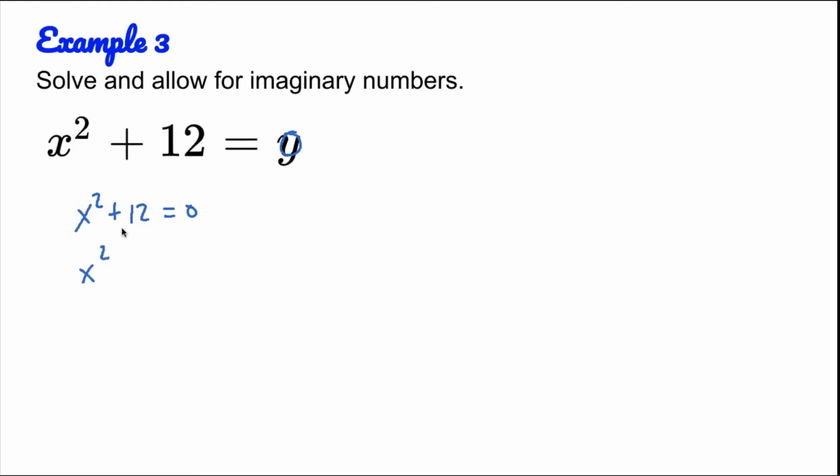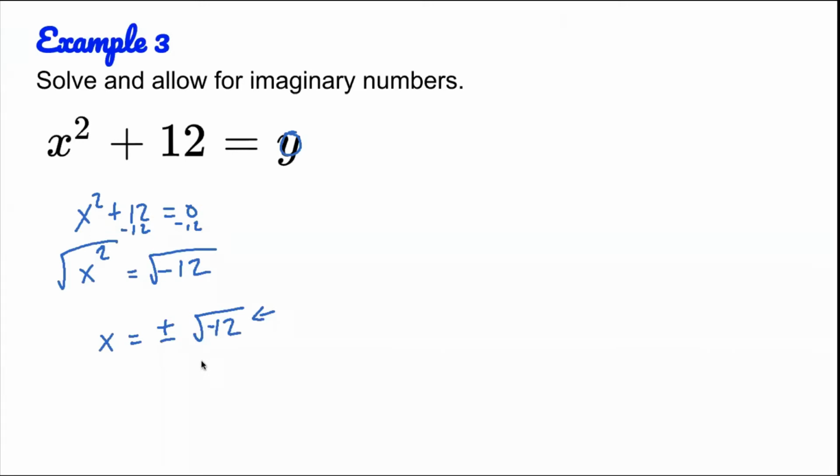X squared, I need to subtract 12, subtract 12. I have x squared equals negative 12, right? Now, I'm going to take that last step, which is to square root both sides. I'm going to have x equals, remember that whenever we take a square root, we have plus or minus the square root of, sorry, negative 12. I need to simplify. The reason why is because I have a square root of a negative number.